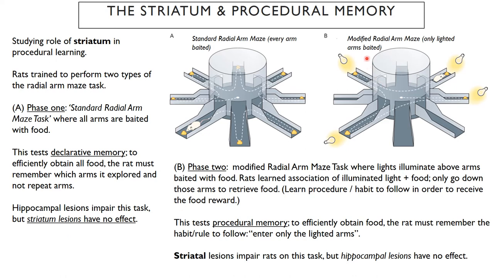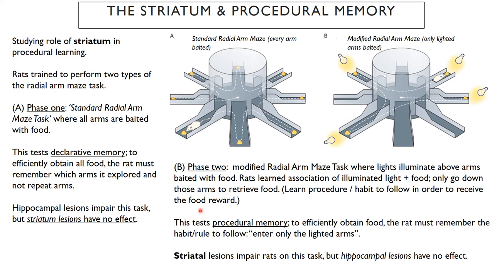But if you do what's called the modified radial arm maze, what's happening is that the mouse has to learn that each arm that has a light on at the end of it has cheese. It doesn't have to really care about the location of the arms. Instead, it's following a procedure. It has learned the association of light plus food, so that if there's light, you're going to get food. So it only has to look for where there's light, and it can follow this procedure to find the food. So this is a form of procedural memory.